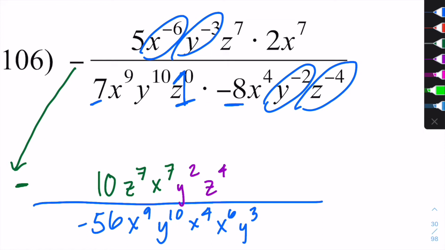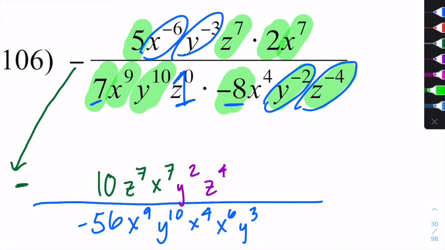So if we look at things and start marking them off, the 2 and the 5, that turns into our 10. There's our z to the 7th, I see it. X to the 7th, I see it. Y to the negative 2nd down there. Z to the negative 4th. Okay, those were all taken care of. Great. On the bottom, 7 and negative 8. Yep, that's a negative 56. X to the 9. Yep, we got rid of that. Y to the 10th. Z to the 0 was 1, so we did take care of that.